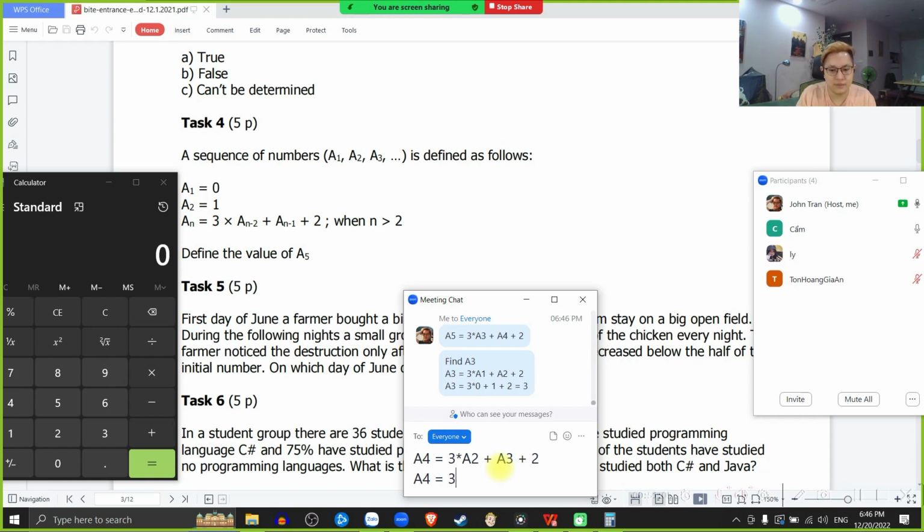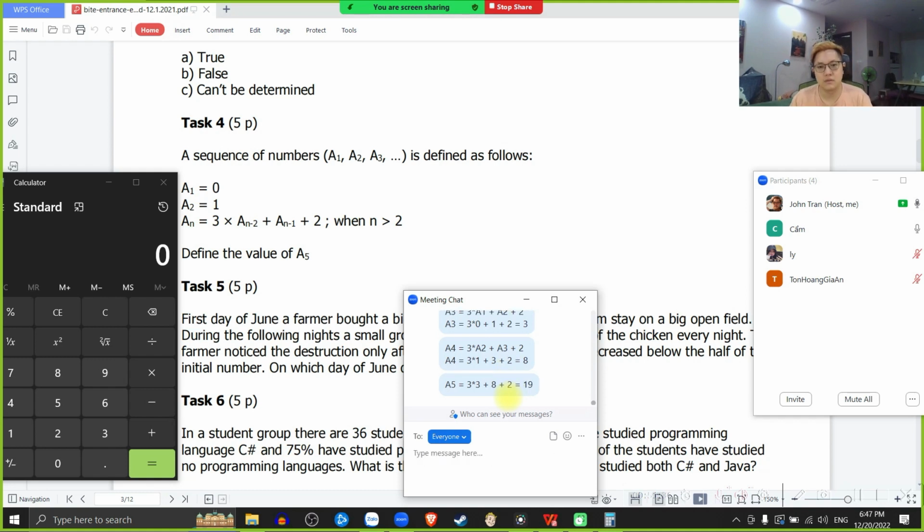So A4 equal to 3 times A2 là 1, plus 3, plus 2, equals 8. Yes, I know. You need to give me some time. So A4 is 8. So A5 is 3 times A3, bằng 3, plus A4, it's 8, plus 2. 9 cộng 9 là 18, cộng 1 là 19. It should be 19, right? 9 plus 10 is 19, yeah. Các bạn ra được giá trị A5 chưa? You got A5 now?